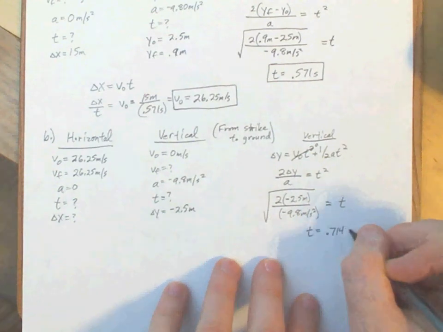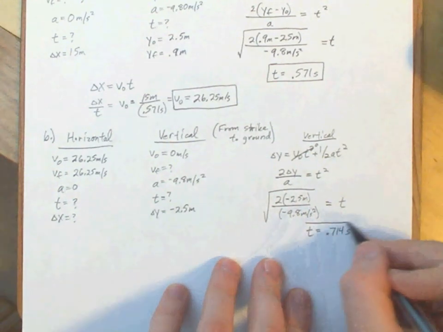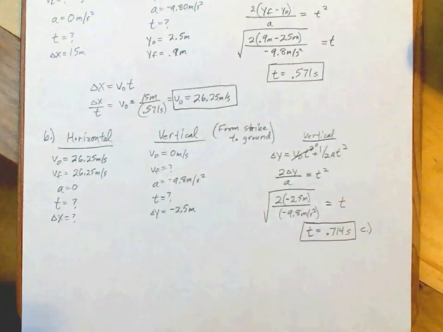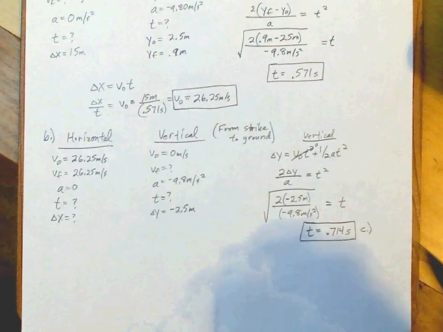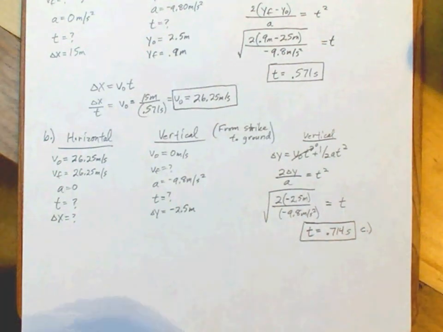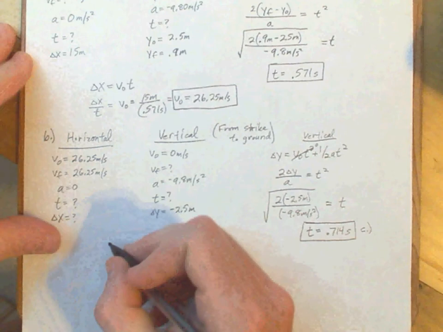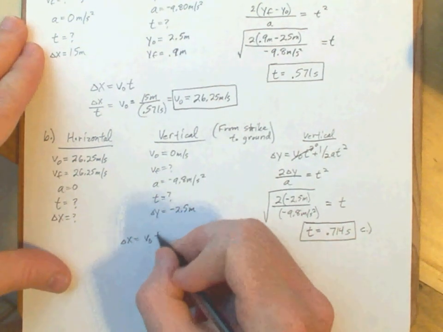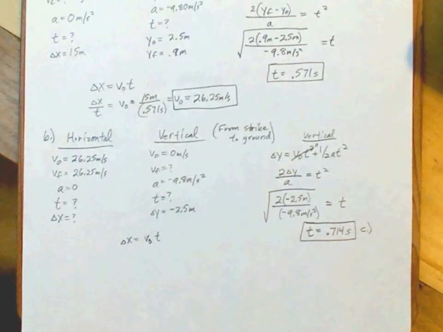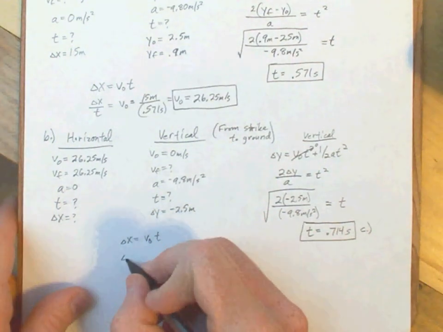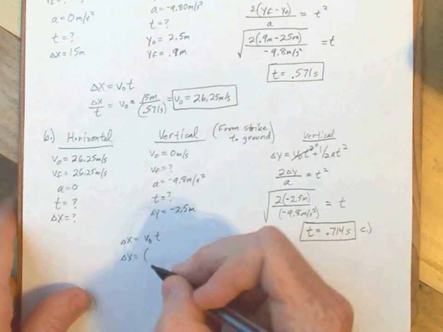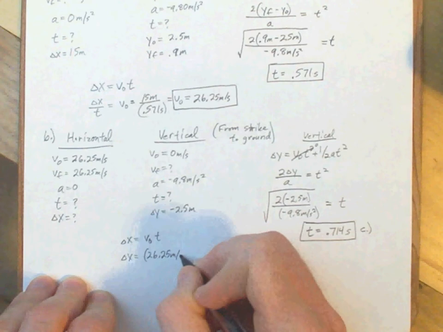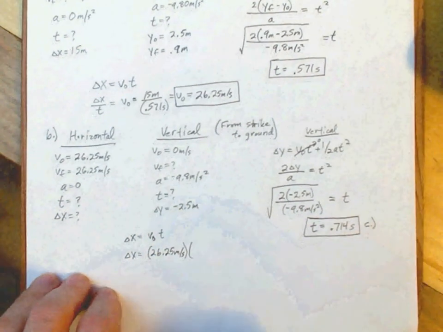To me, it almost seems like they asked these questions out of order, because that is our answer for part C. Now we just have to find out whether it lands in or out. It's going to take that same amount of time to get to the ground, but now we just need to see, is it in or is it out? So delta x equals v original times the time, the horizontal motion. Delta x is equal to v original, which is 26.25 meters per second because I rounded, and the time is 0.714 seconds.